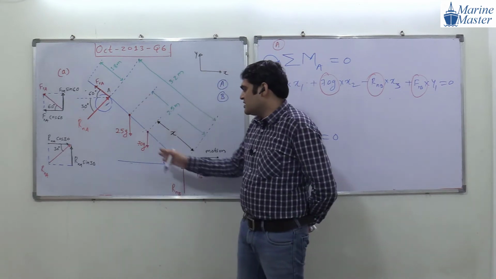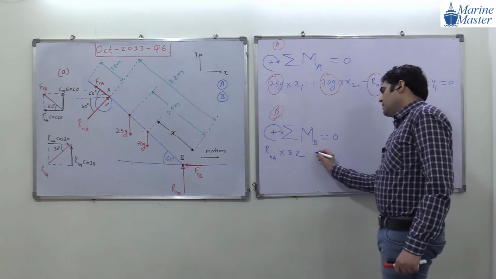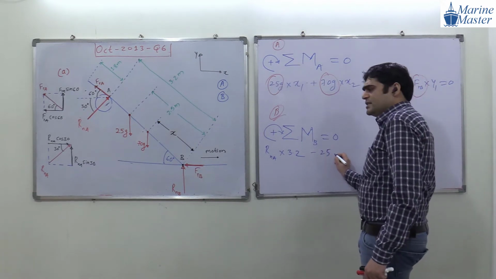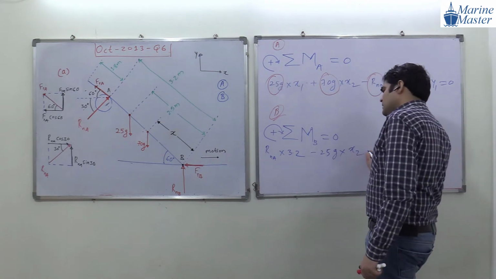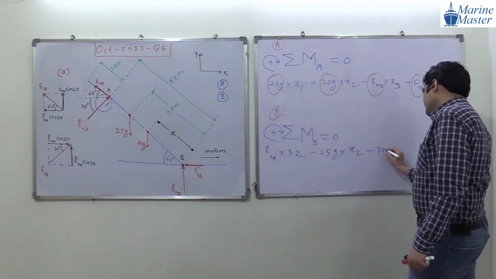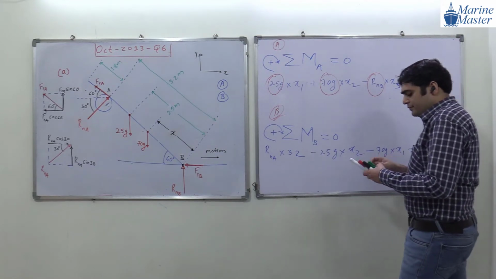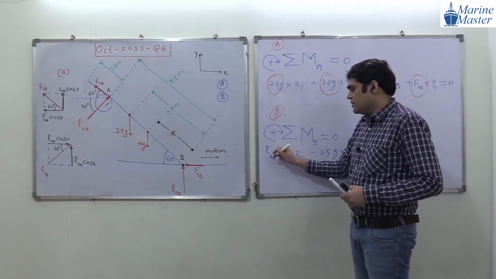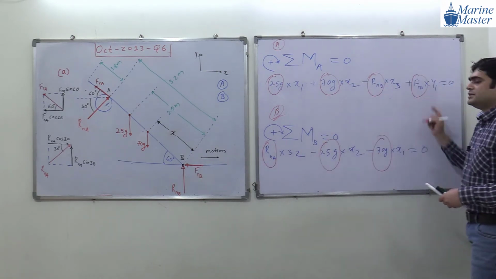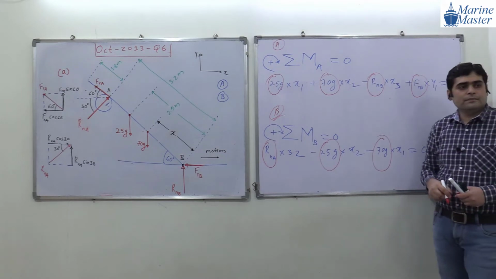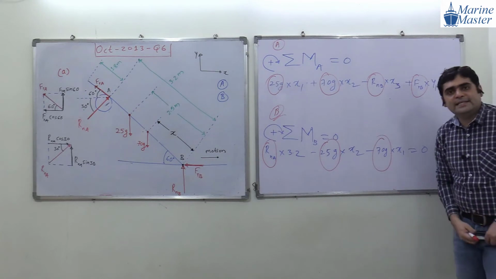Now what is remaining? Minus 25g anti-clockwise, na guys? We will assume this distance as x2, and minus 70g x1 equal to 0. Now here, how many forces? First, second, third. Here how many forces? 4. So out of this, which point will we select, guys? B point.